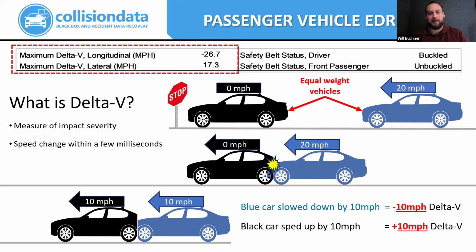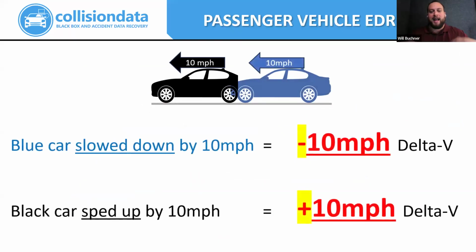Now, looking at the delta V a little bit closer, a negative delta V means that vehicle slowed down by 10 miles an hour. A positive one means it sped up by 10 miles an hour. The black car increased its speed by 10 miles an hour. The blue vehicle slowed down by 10 miles an hour. So if you're ever looking at data that comes off of a vehicle, this helps. We'll go a little deeper in a second, but you can look at that as the speed change that vehicle felt.